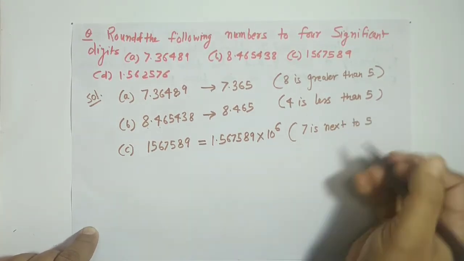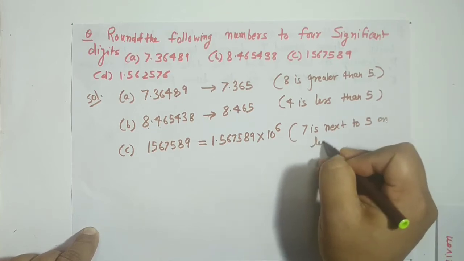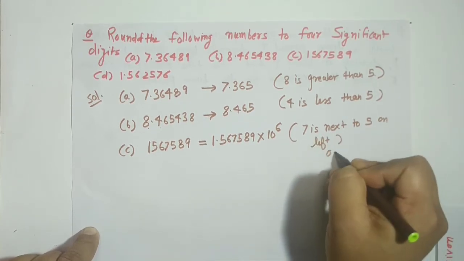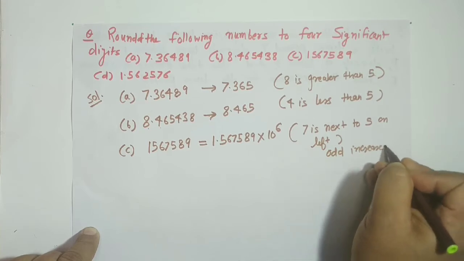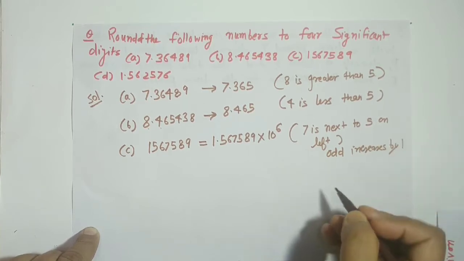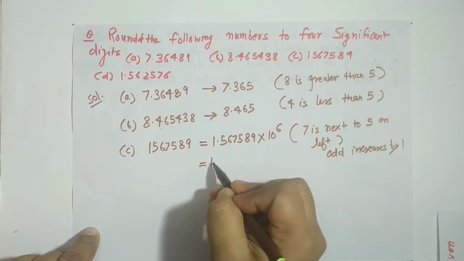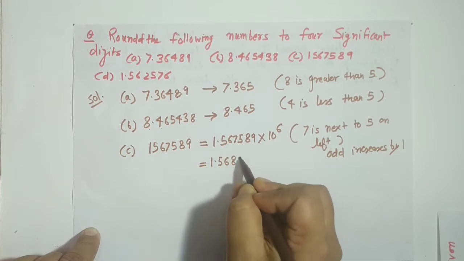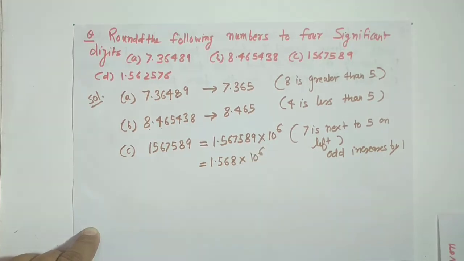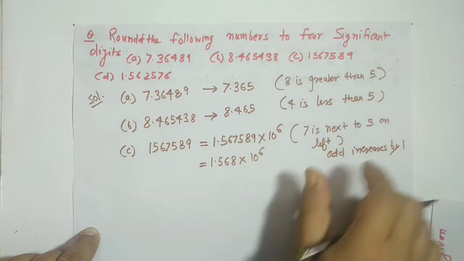Okay, and it is odd, so odd increases by 1. We have this rule. If it is even, it will remain same. So it becomes 1.568 into 10 to the power 6. I think you got it. So you have to follow the rule.